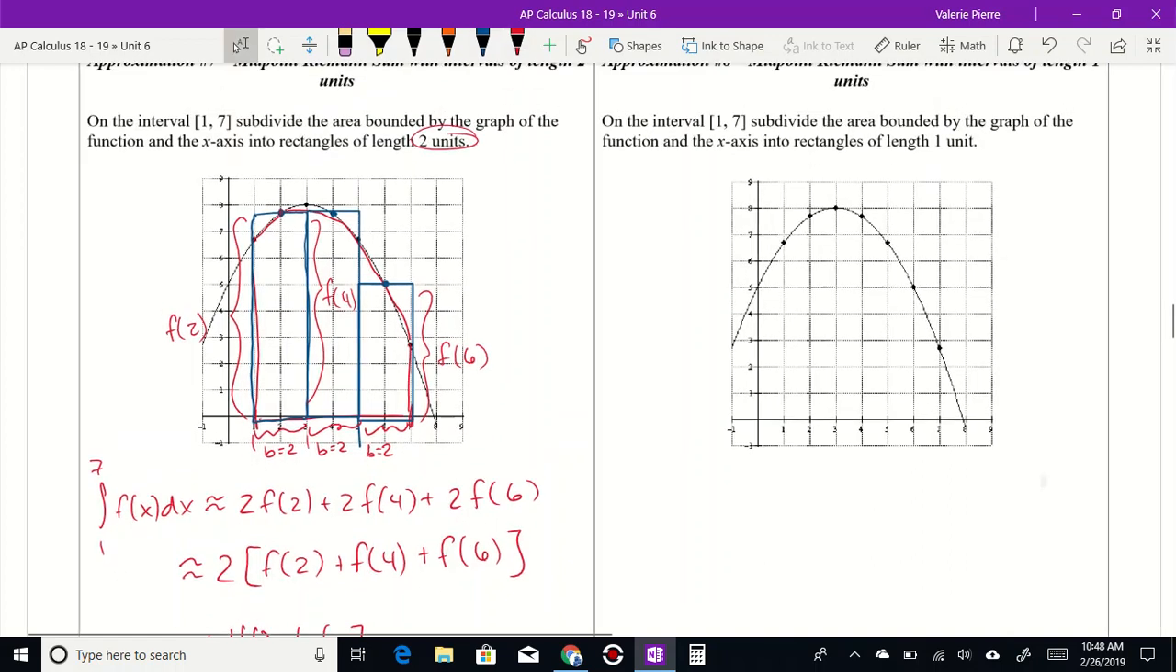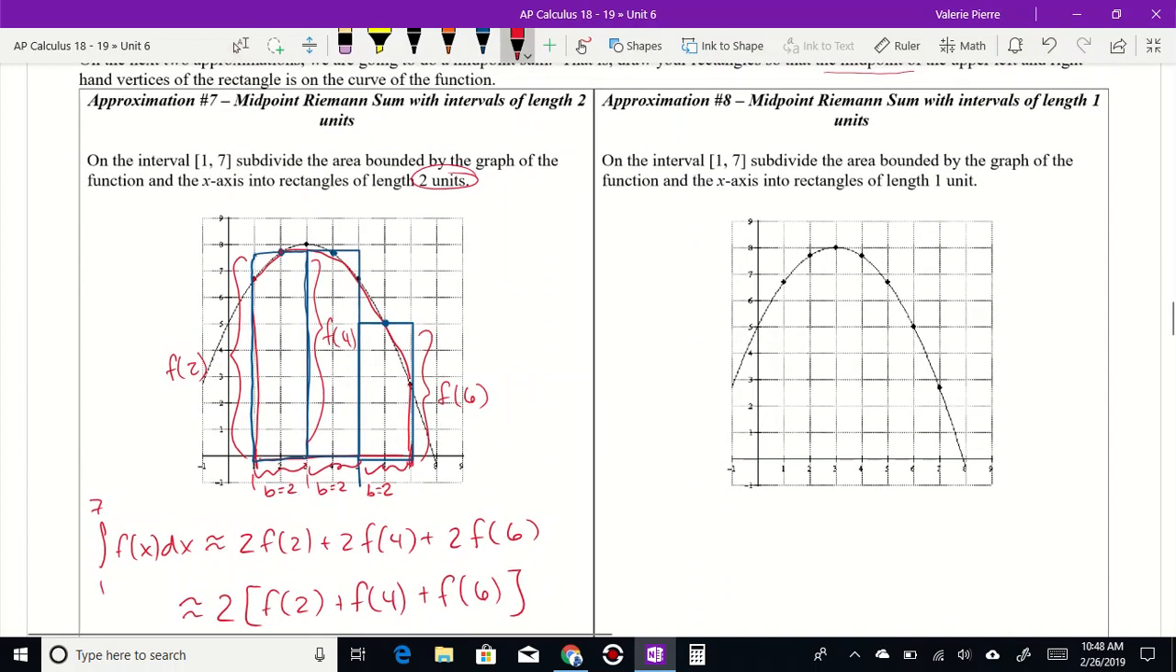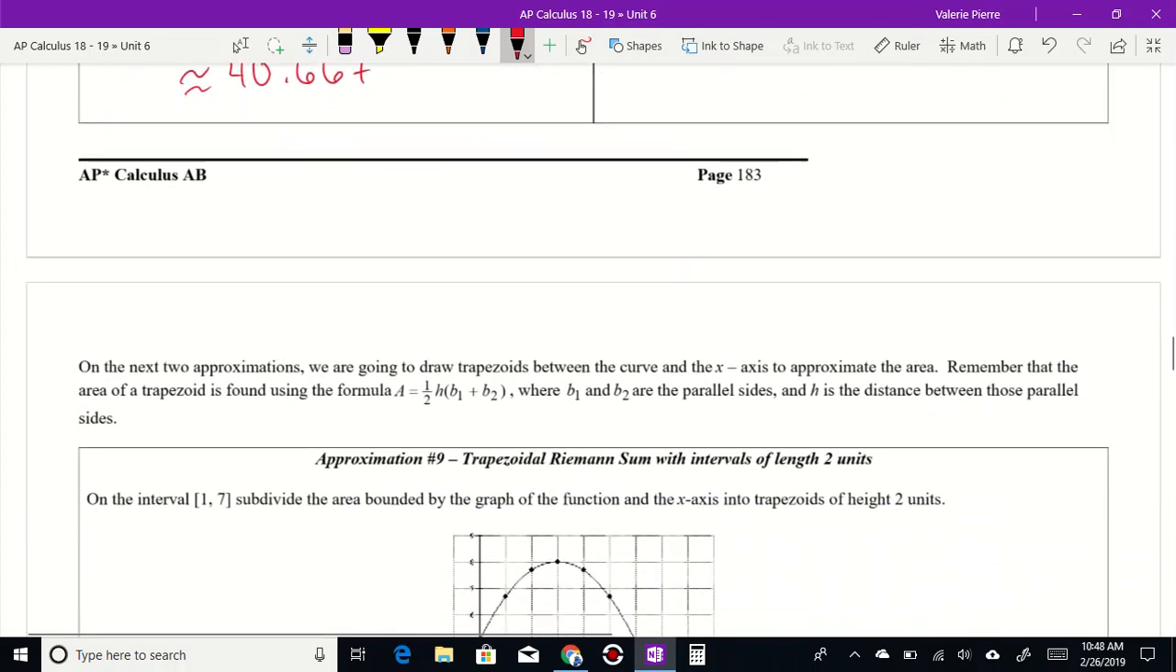Okay, so if you've been assigned approximation 8, you are going to look at lengths of 1 unit. So between 1 and 2, halfway in between would be 1.5. That is the point that you need to put on the graph. Just keep in mind that we are still using the very same function that we started this problem with. The function is negative 1/3 x squared plus 2x plus 5. So if you need to identify the value, use that function.